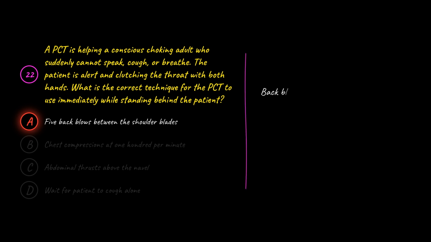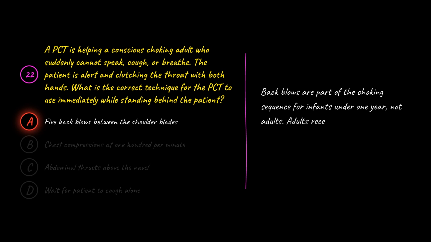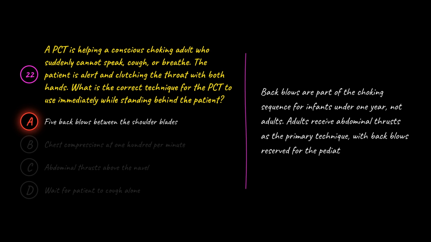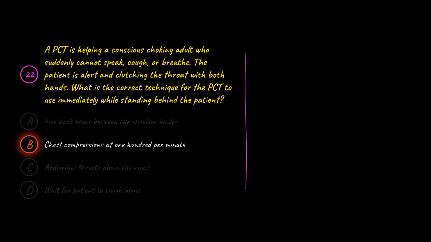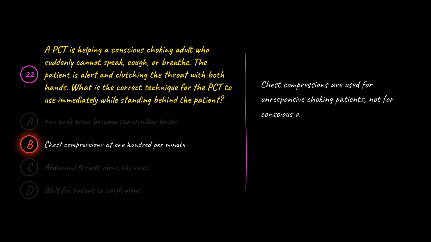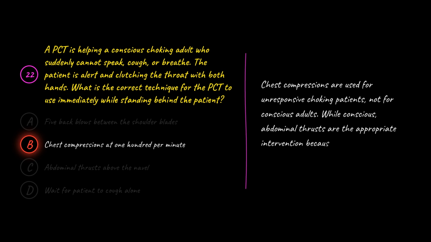A is wrong because back blows are part of the choking sequence for infants under 1 year, not adults. Adults receive abdominal thrusts as the primary technique, with back blows reserved for the pediatric population using a specific paired pattern. B is wrong because chest compressions are used for unresponsive choking patients, not for conscious adults. While conscious, abdominal thrusts are the appropriate intervention because they use diaphragmatic pressure to expel the airway obstruction.